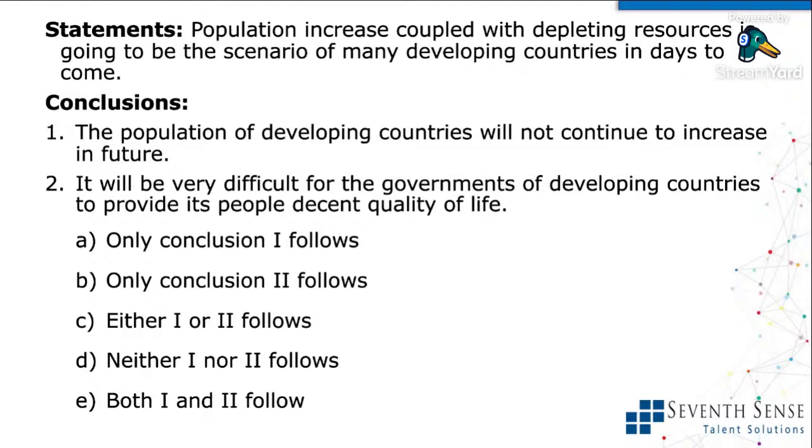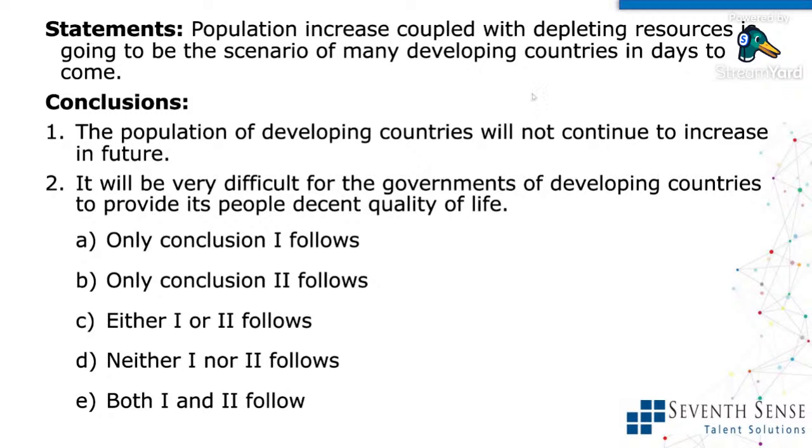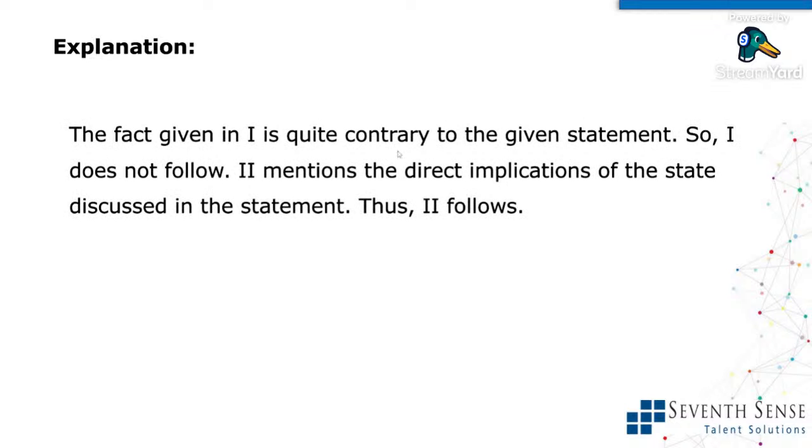Okay, so I can see B and D. So only conclusion two follows and neither of them follows. Okay, D. Fine, no issues. See, whenever we are talking about resources depleting, we are not saying the country will not grow at all in the future. We are saying that it will be very difficult to provide quality of life for each and every individual in the future.